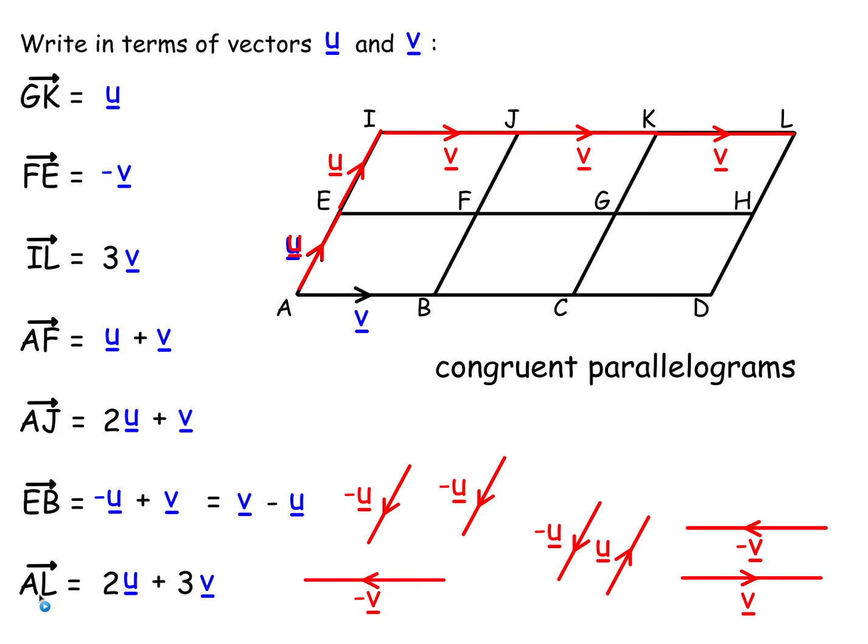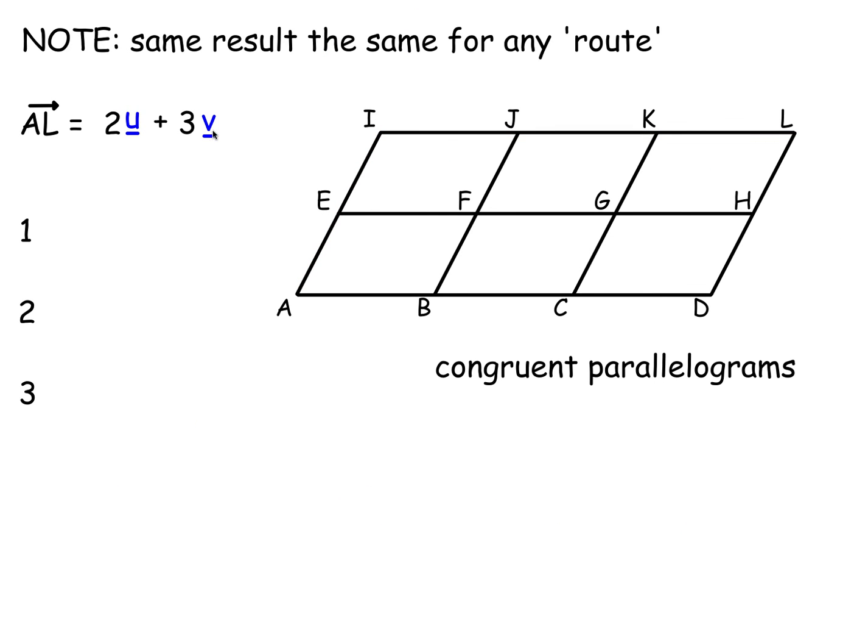Now to show you AL can be got in different ways, 2U plus 3V regardless of route. There's AL's 2U plus 3V. There's the route we just had, 2U plus 3V. That takes from A to L. Lots of alternate routes. There's V followed by 2U followed by 2V. That is, there's 2 U's there and 3 V's. Same result, different route.